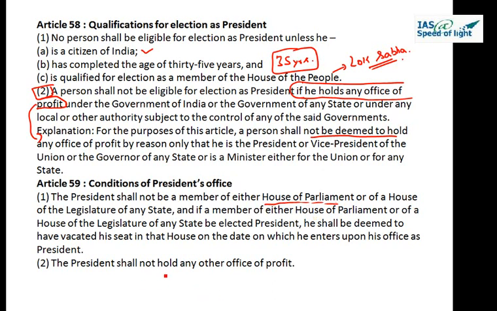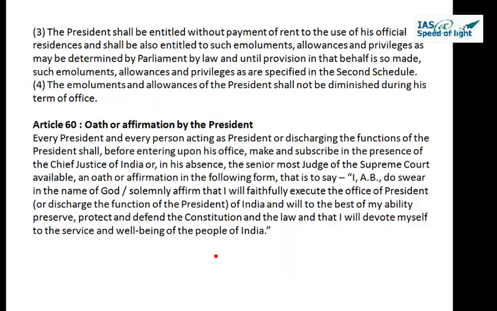The second part says the president shall not hold any other office of profit during his tenure. Third, the president shall be entitled without payment of rent to the use of his official residence, that is the Rashtrapati Bhavan, as we all know, and also entitled to such emoluments, allowances and privileges as may be determined by Parliament by law. Until such provision is made, such emoluments and allowances are specified in the second schedule. So here come the schedules, which we have already learned in the mnemonics part. Part 4 of Article 59 says the emoluments and allowances of the president cannot be diminished during his term of office.